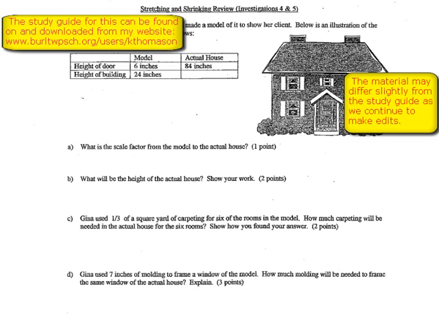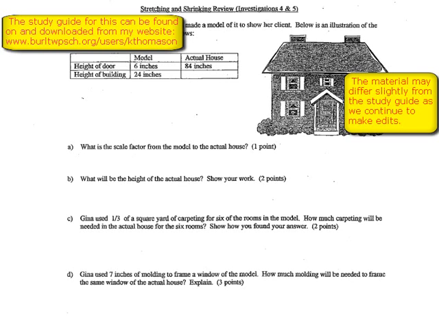Number 1 reads, Gina is an architect. She designed a house and made a model of it to show her client. Below is an illustration of the model and some measurements Gina knows. So we see this box here that has the height of the door for the model, the height of the door for the actual house, the height of the building for the model, and we don't know the height of the building for the actual house.